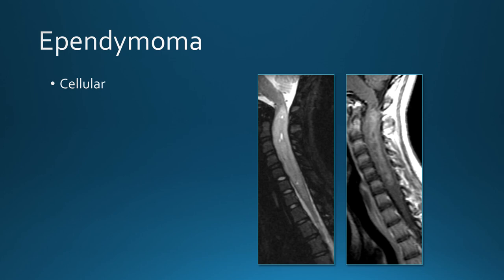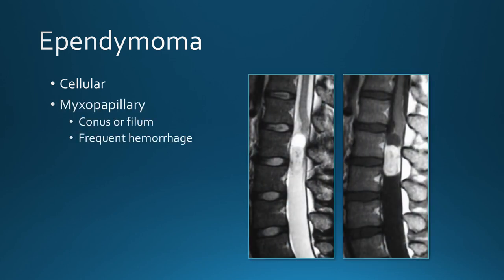Two types of ependymomas. This is a cellular ependymoma, and the other type is a myxopapillary ependymoma. The myxopapillary ependymomas usually occur in the conus or filum terminale, frequently have hemorrhage. The ependymoma we consider an intramedullary tumor, but these myxopapillary ependymomas occasionally occur in the filum terminale, in which case it would actually be extramedullary, outside of the spinal cord.